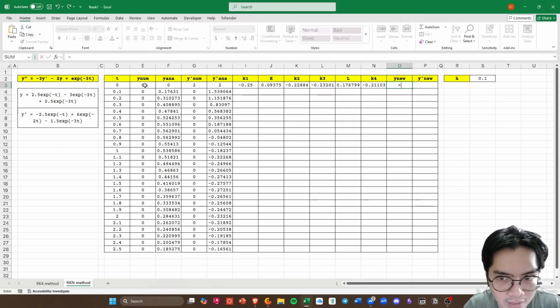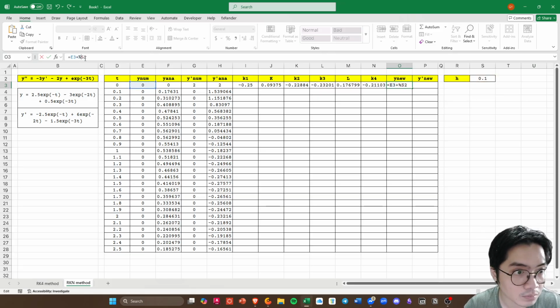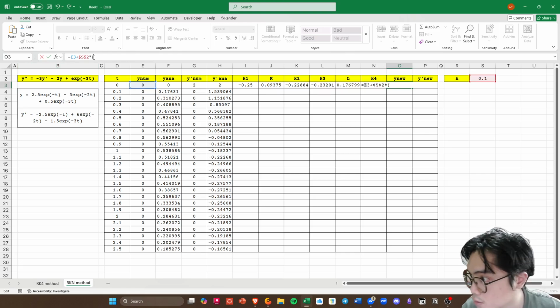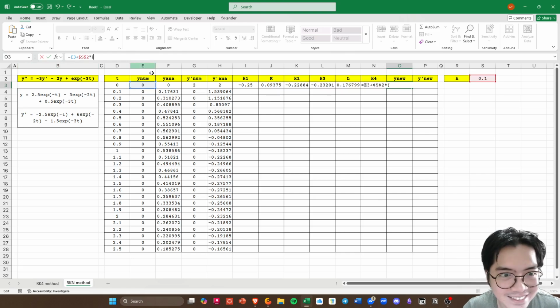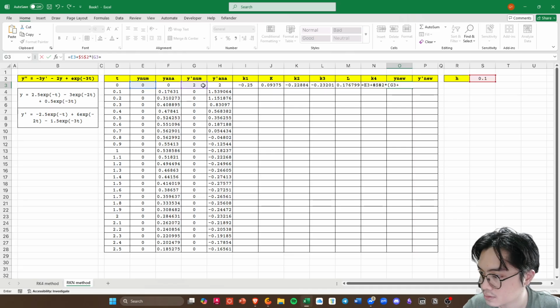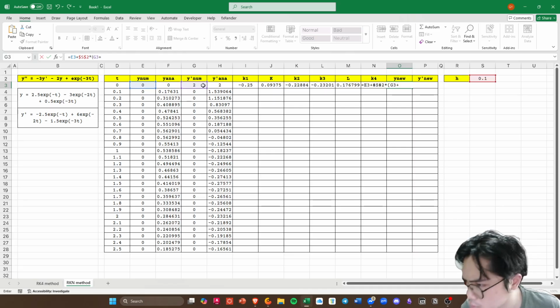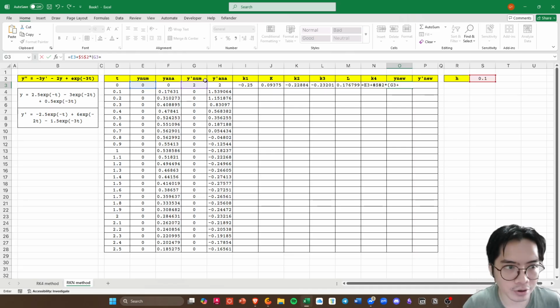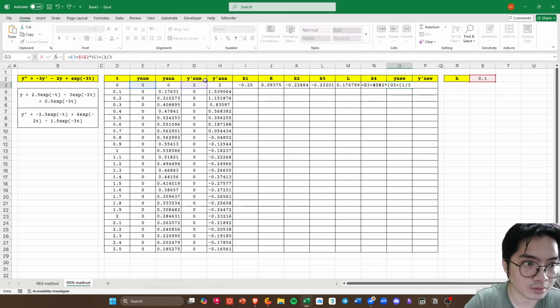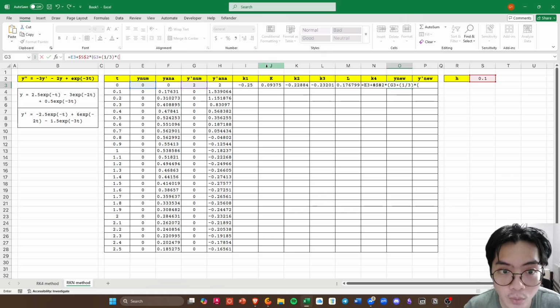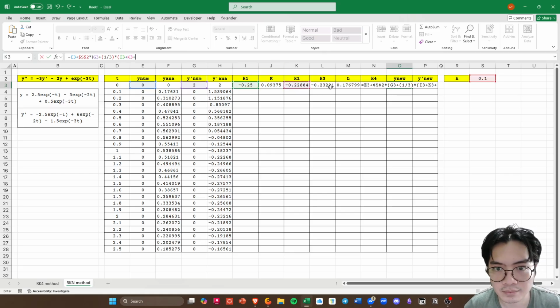Okay. Now our y new will be dictated by our y old. So y old natin, this one, plus h. So ito h, isa pang h. Oops. H times y dot plus, ano ba ito? 1/3. Okay, 1/3 times K1 plus K2 plus K3.